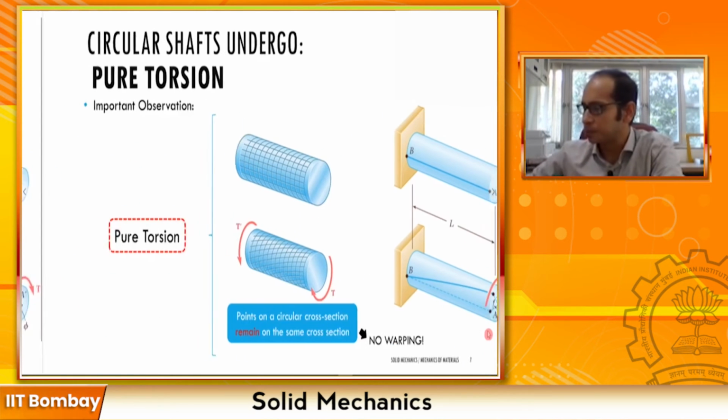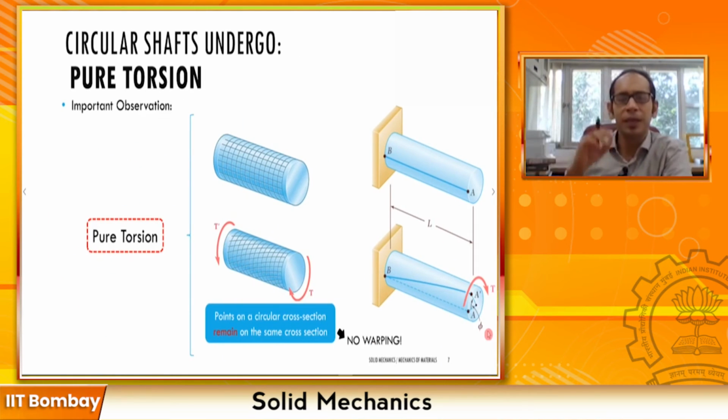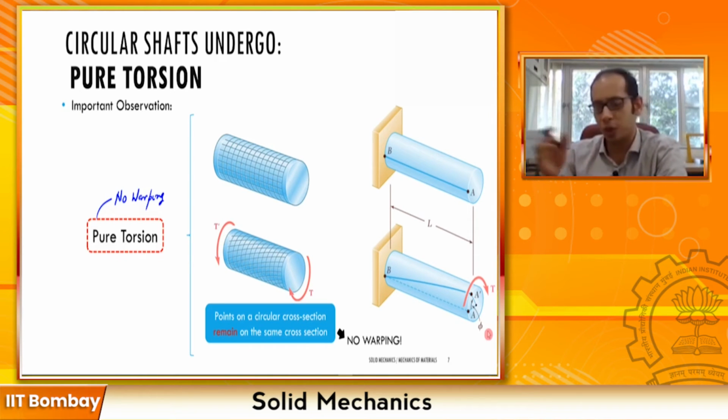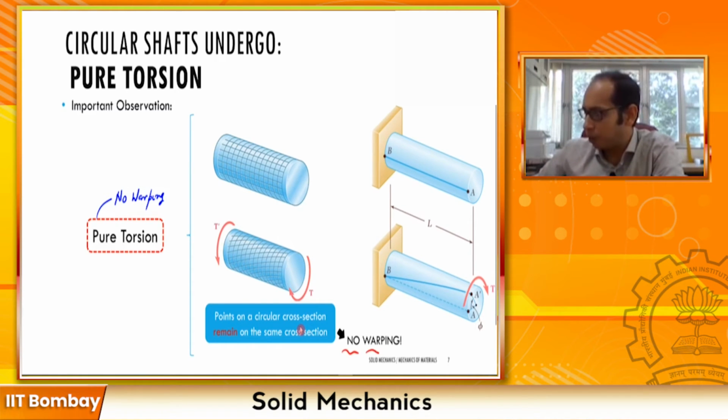Now, again, just reinforcing that idea, the case where you have no warping is known as pure torsion. So this is pure torsion, meaning when you have no warping, that is the cross sections still remain perpendicular to the longitudinal axis, and as indicated here, the points on the circular cross section remain on the same cross section, and you do not have any phenomenon of warping over here.